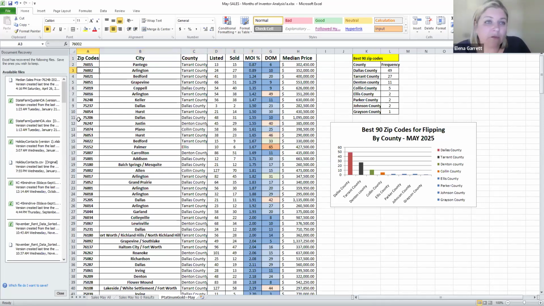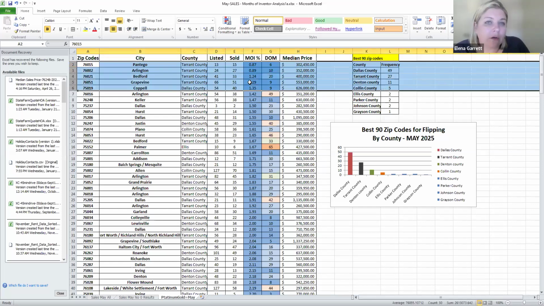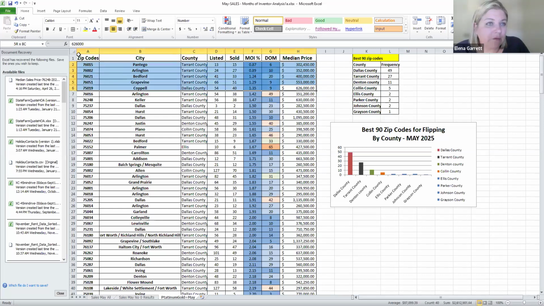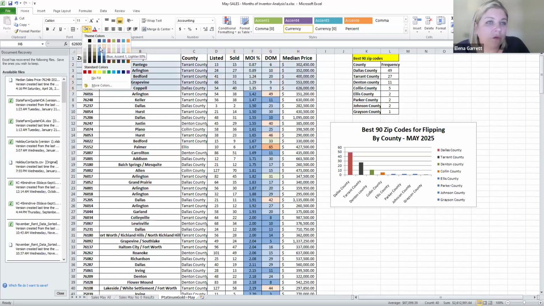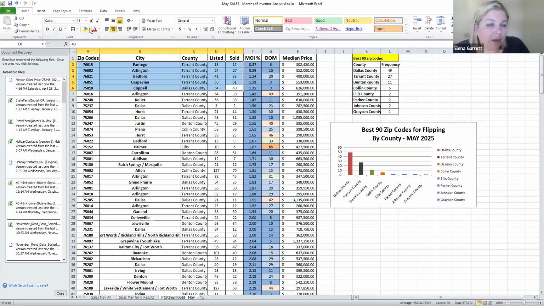The easiest zip codes are 76015, 76002, which is Arlington, 76021, which is Bedford, 76051, which is Grapevine, and 76019, which is Coppell. So those are the top 5. So the top 5 zip codes are these. Let's just go ahead and highlight them so you guys can see them easily. So this is what we will consider gold zip codes. Just this. So this way we can see them easier. Gold zip codes right here.